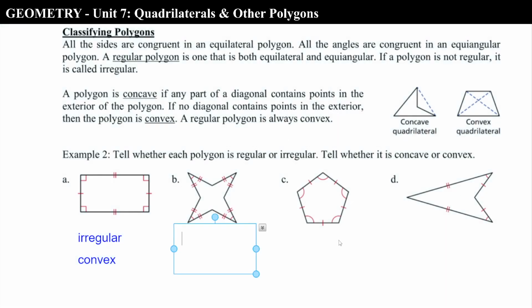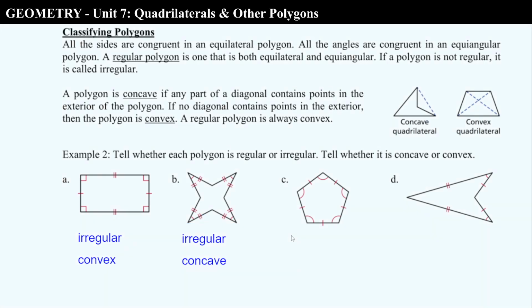All right, example B. All the sides are the same, but not all the angles are the same. So it's not regular, so it's irregular. And we can draw a diagonal from this vertex to this vertex, and it would lie on the outside, so it is concave. The way to think about it is this part of the polygon is caved in, so it's concave. You can think about it that way.